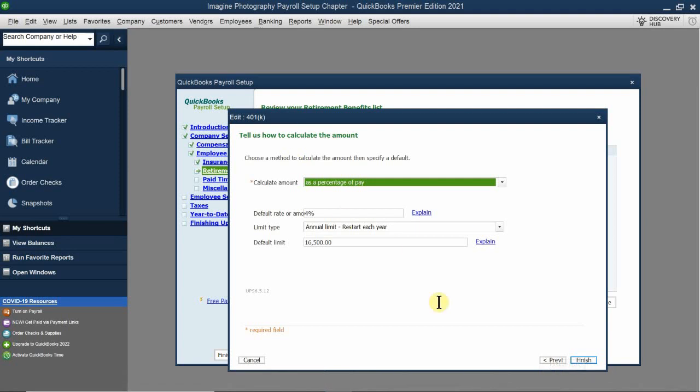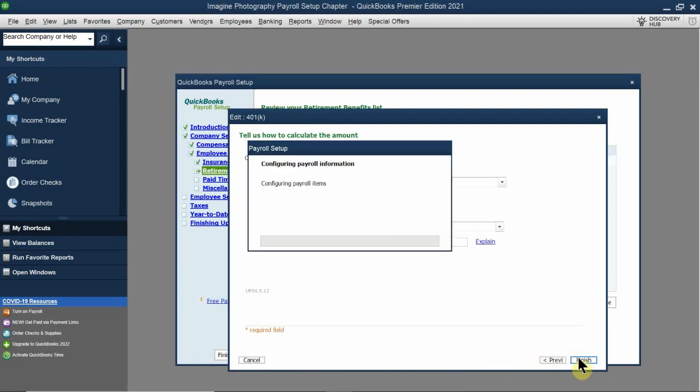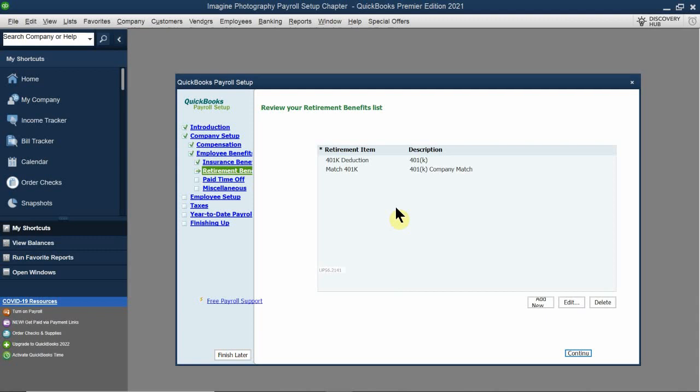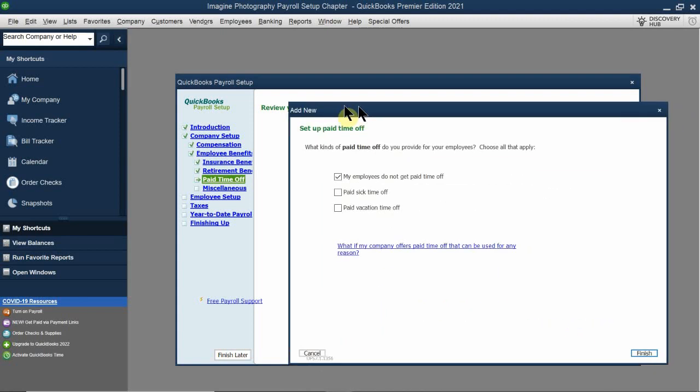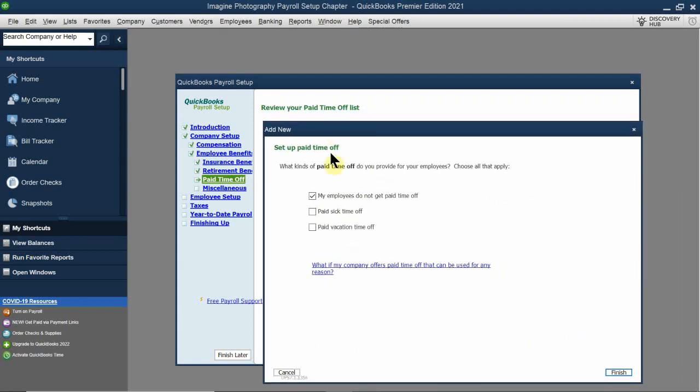And there you go. And now I'm finished. So I have two payroll items here: the 401k deduction, and I also have the match 401k. So one of them comes off the employee's paycheck, the other one the company matches. Okay. So that's setting up the retirement plan. So I go ahead and click continue. Right? Now let's see what other things I can set up.